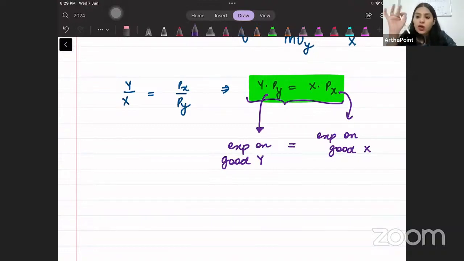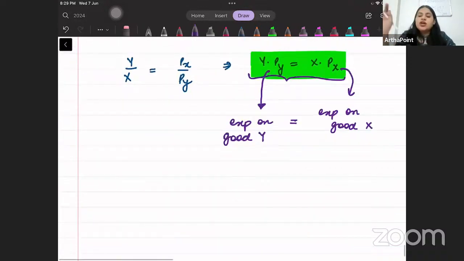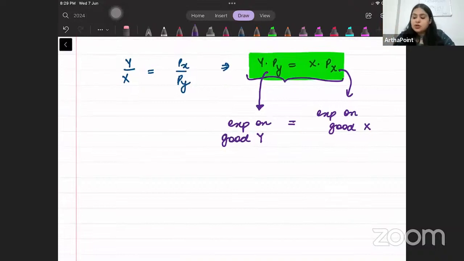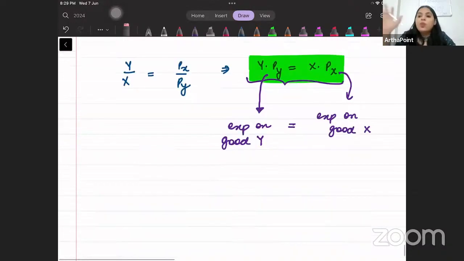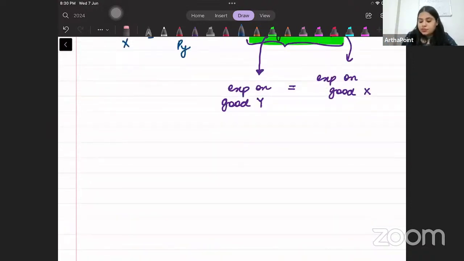This was asked in one of the IIT questions. They had given in some other language that a consumer always spends 50% of his income on good x, right? And if it is a Cobb-Douglas function, we know that he will always be spending the remaining 50% on good y, because they are doing equal consumption, equal expenditure on good x and good y. Now, we know that our budget line is xpx plus ypy is equal to income.